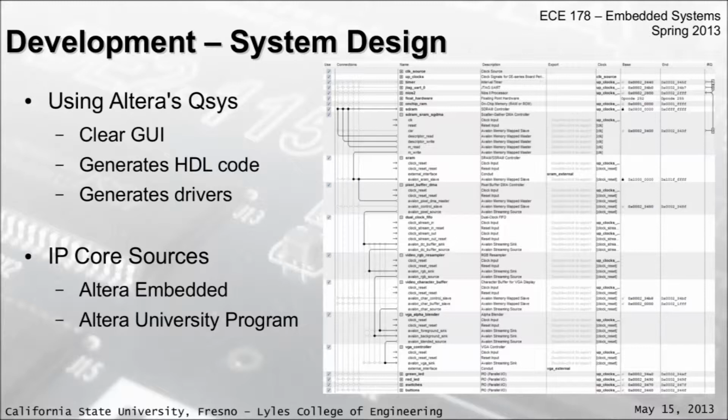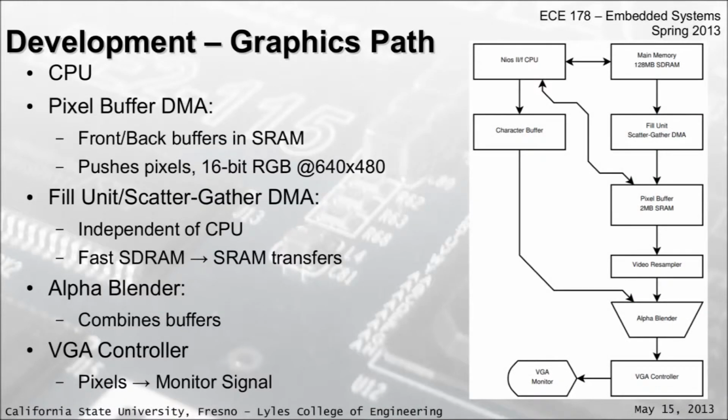You can see the general outline of the system on the right. I kind of crammed it in there so it's a little small, but at 1080p you should be able to see it. For IP core sources, mainly we used Altera's embedded cores and the Altera University program cores. These are mainly DE2-115 board-specific cores, such as the VGA controller, because there's a specific VGA chip on the board that the controller is designed to interface.